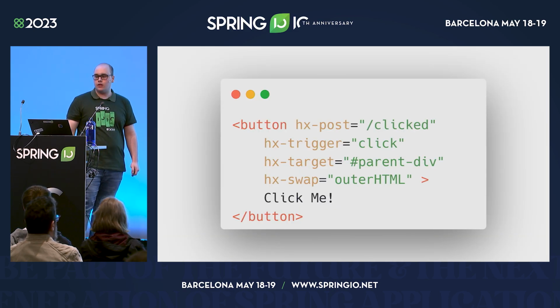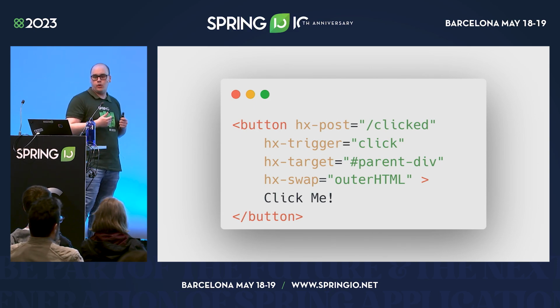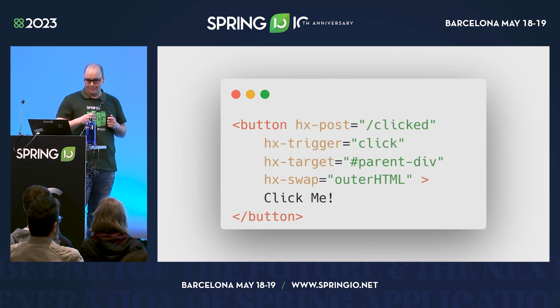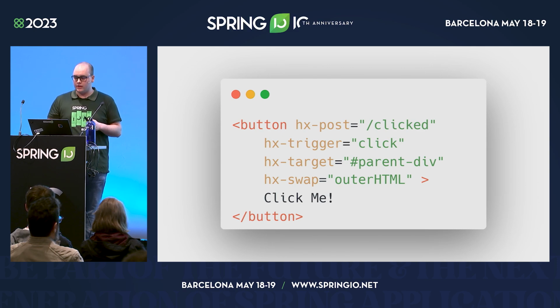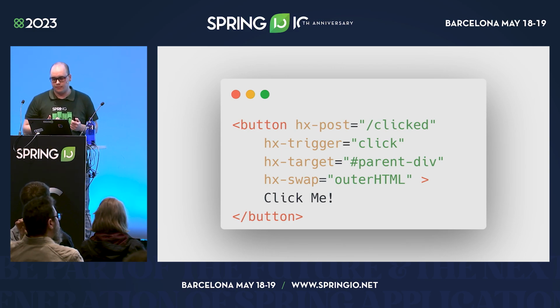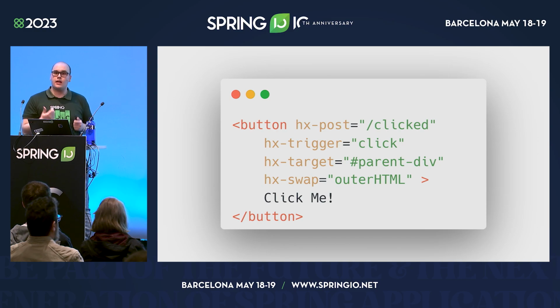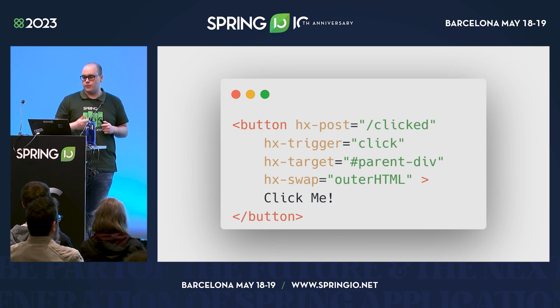Here's a simple example of htmx. It issues a POST request to the /click endpoint, and then the response is loaded into the parent div identified by the hxTarget attribute. We then swap the outer HTML, so we swap the whole element. htmx has sensible defaults. Here, the hxTrigger attribute is not needed as it is the standard behavior for a button element.